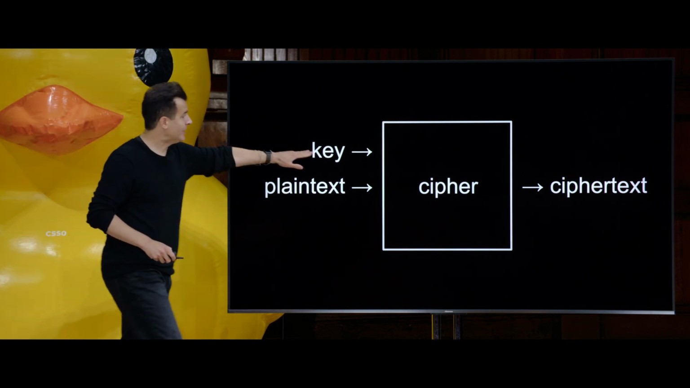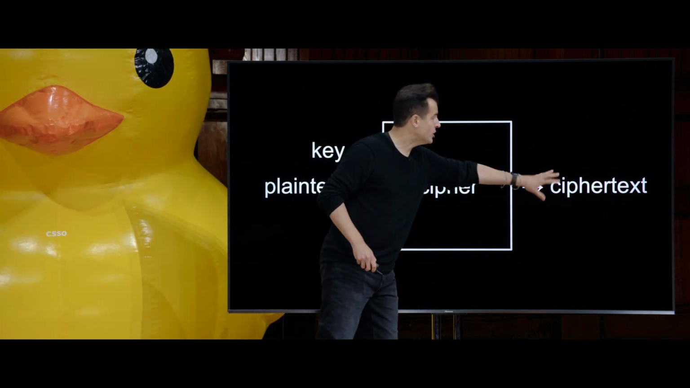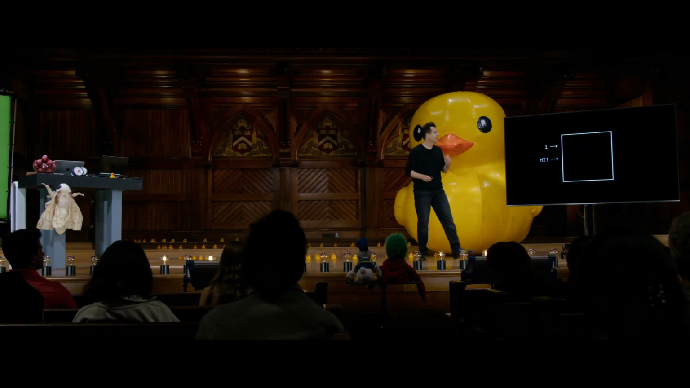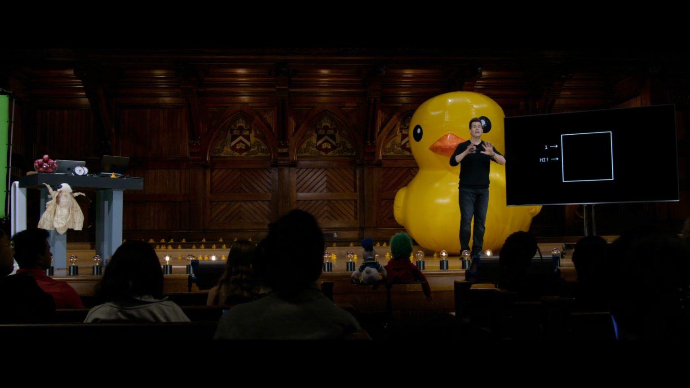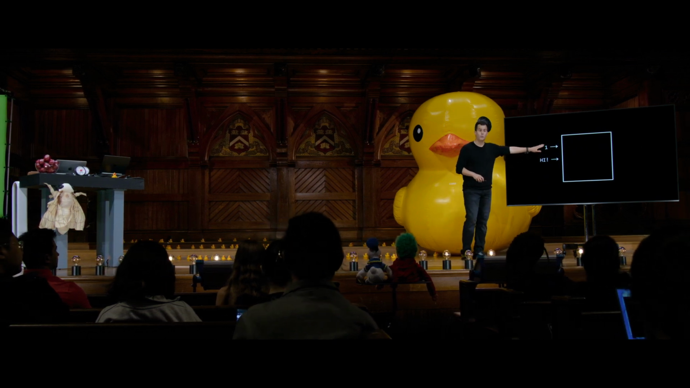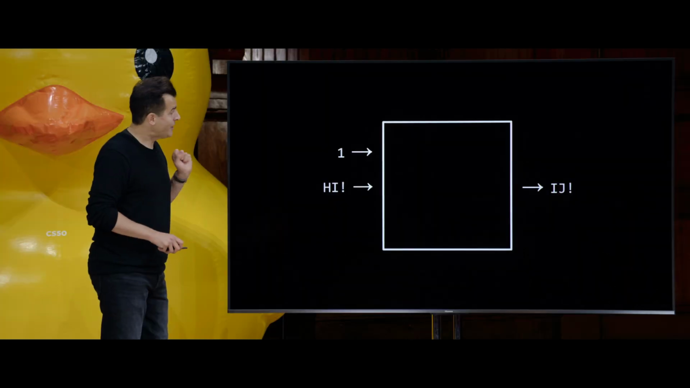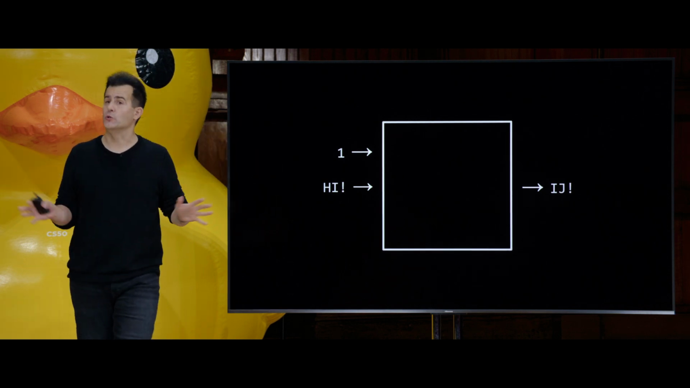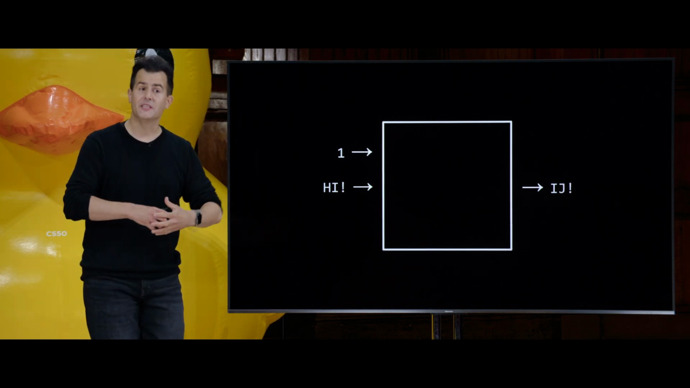Given the plain text and a key, we can encipher the information to spit out that ciphertext. So for instance, if the input plain text is "HI!" and the key, for the sake of discussion, is super simple, 1, what can we do? Well, the output would be "IJ!" if you are using an encryption algorithm known as the Caesar cipher.